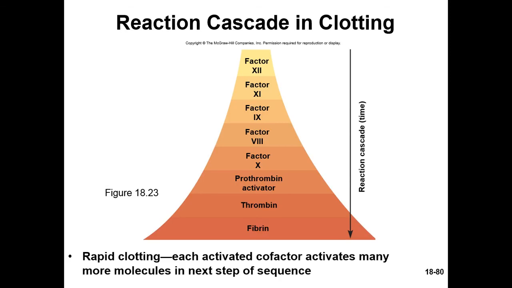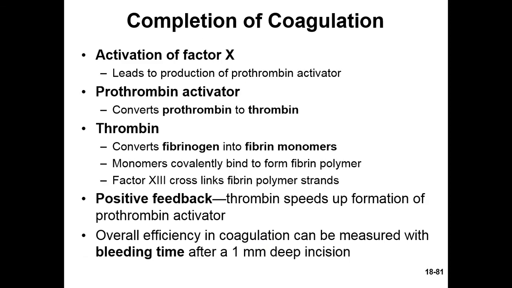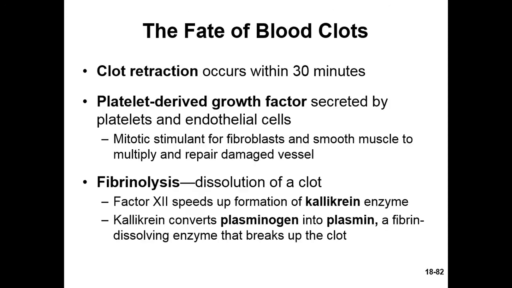Alright, this is just our cascade and clotting figure 18.23. Activation of 10 leads to the prothrombin activator that then converts prothrombin to thrombin. Then thrombin is the activator that converts fibrinogen to fibrin. Factor 13 cross-links fibrin polymer strands. So this continues until the bleeding time has ceased, knowing about 1 millimeter depth of the incision.